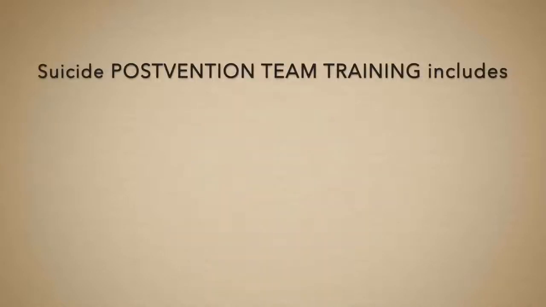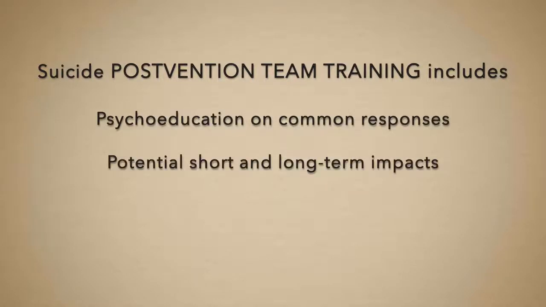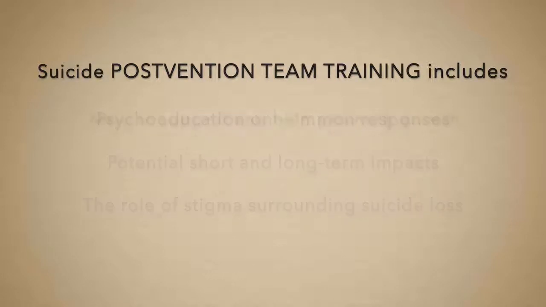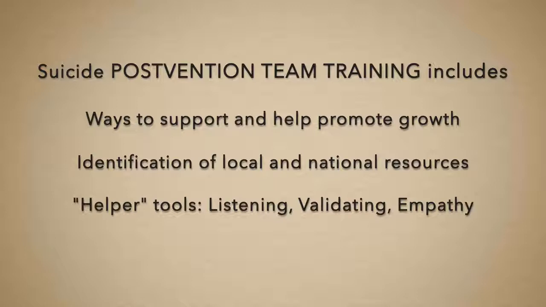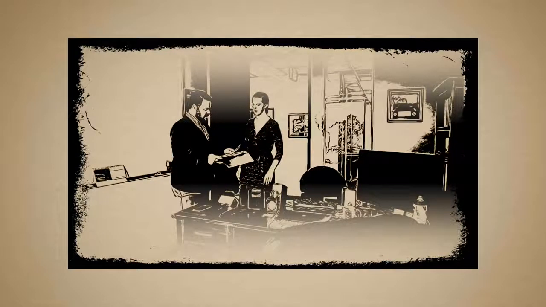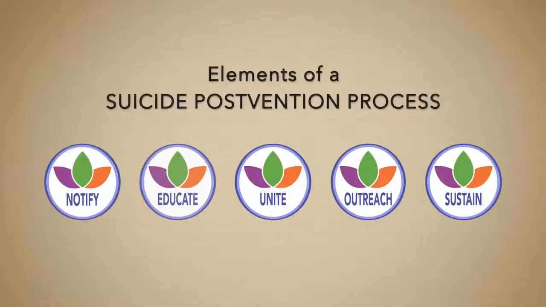What should the training consist of? Suicide postvention training should include psychoeducation on common responses following suicide loss, the potential short and long-term impacts of suicide loss, the role of stigma surrounding suicide loss, ways to support and help promote growth, identification of local and national resources, and helper tools: listening, validating, and empathy. Now that you have assembled a team and have provided training, your team can mobilize and assist with critical elements of a suicide postvention process. Elements of a suicide postvention process.